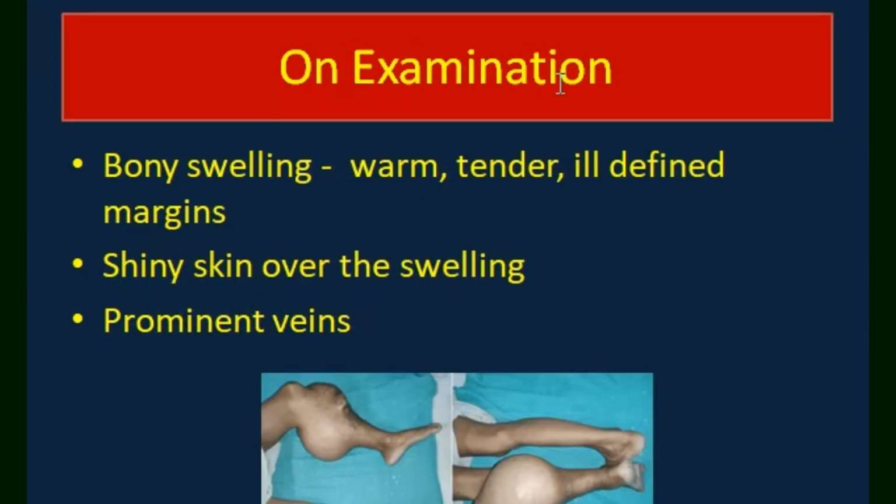If we do an examination, we will see a bony swelling, and if we palpate it, it will be warm, tender, with ill defined margins. So the skin over the swelling will be warm, there will be tenderness, which means the patient will complain of pain when we palpate it, and the margins will be ill defined. Then the skin over the swelling is shiny because the skin becomes extremely stretched because of this swelling. And veins will be prominent over the swelling.